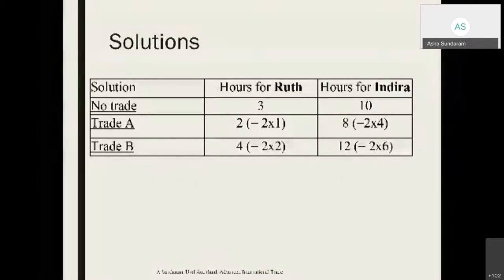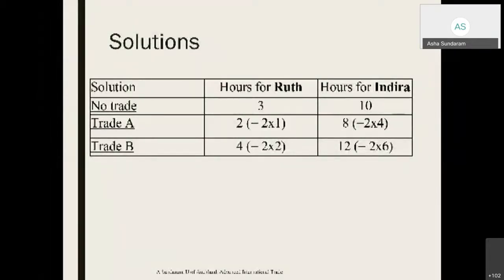Whereas if you do trade A, where Ruth does the investments and Indira does the cooking for both of them, then what you see is the total hours that Ruth is going to spend is only 2, because it's 1 times 2, right, for managing investments. And for Indira, it's just 4 times 2, right, because she's only doing the cooking. And so the hours are 2 and 8 under trade A. And under trade B, the hours similarly calculated are 4 and 12.